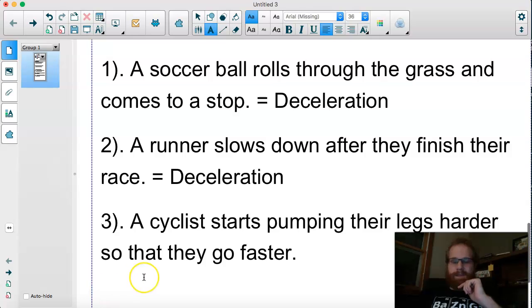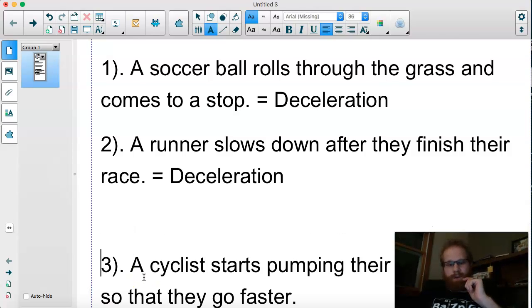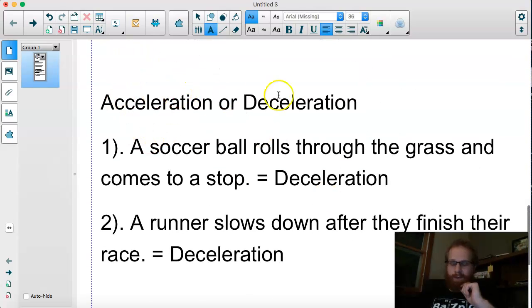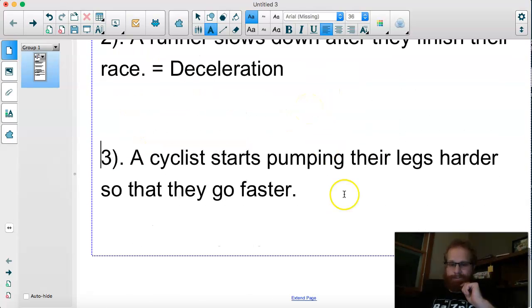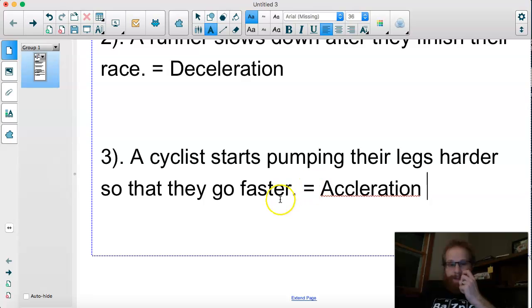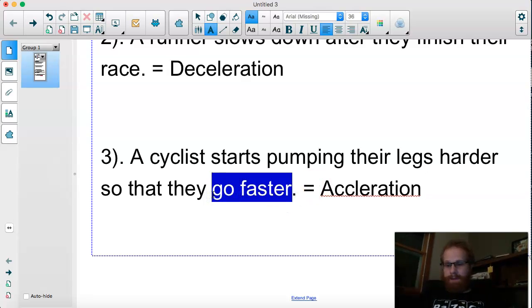Okay, let's try another one. A cyclist starts pumping their legs harder so they go faster. Is this an example of acceleration or deceleration? What do you think? Good luck. Cool. This one is an example of acceleration. And the way we know that is because they're going faster. Whenever an object's speed increases, it's going to go faster.